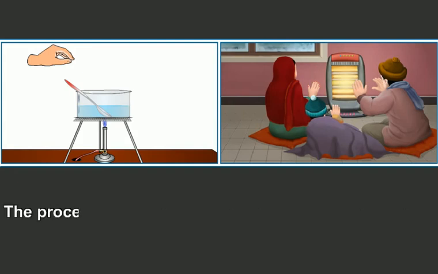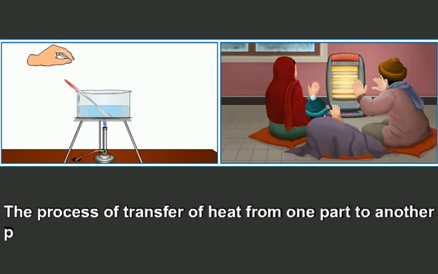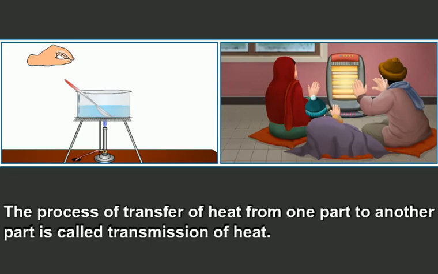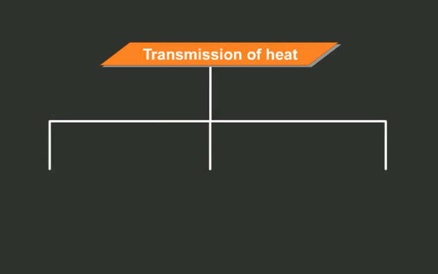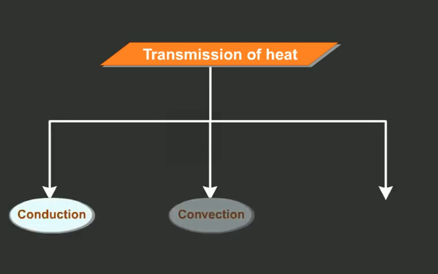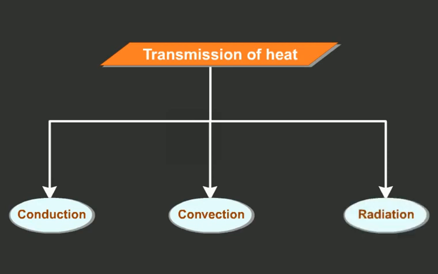Students, the process of transfer of heat from one part to another part is called transmission of heat. There are three ways in which transmission of heat takes place, namely conduction, convection, and radiation.